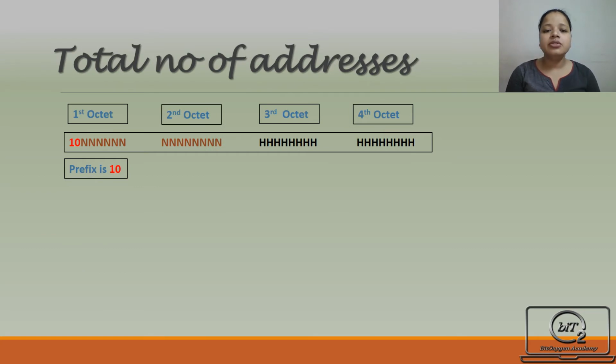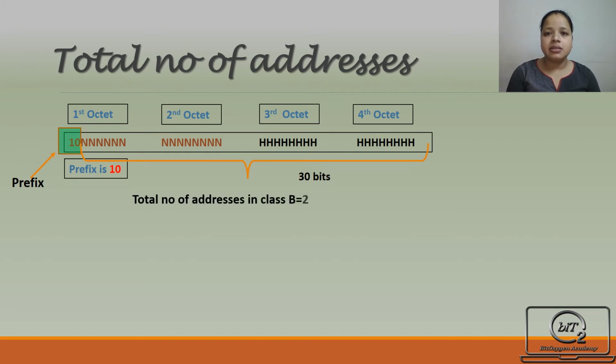Since the starting 2 bits are reserved as prefix bits, we have the remaining 30 bits. With the help of these 30 bits, we have 2 to the power 30 addresses, which is 25% of the total address space, and the total address space is approximately 4 billion.